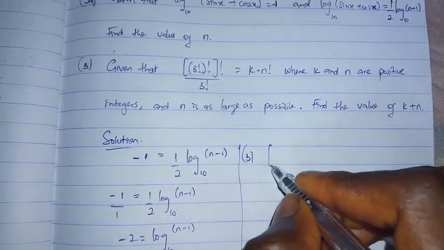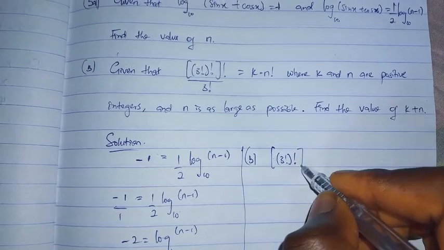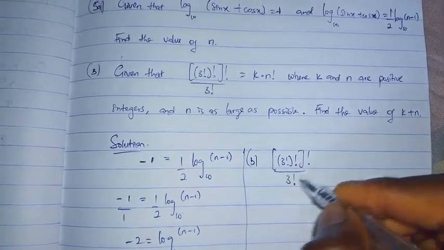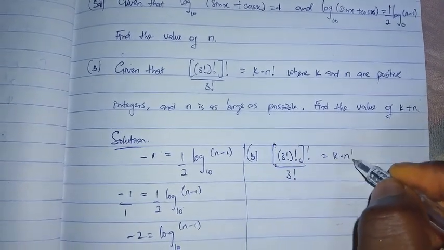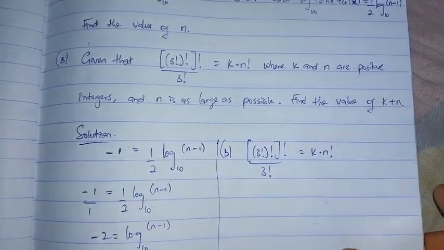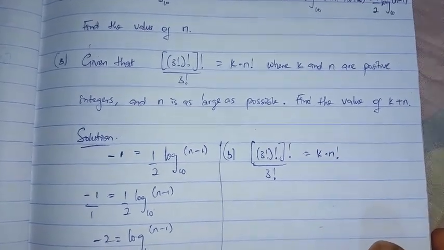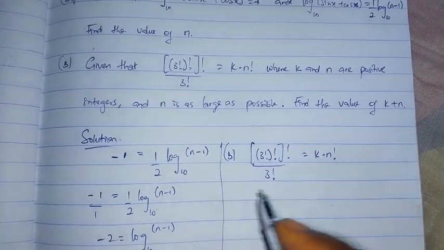I have (3 factorial) factorial over 3 factorial equals k times n factorial. Since n and k are positive, my answer must be positive for both n and k. And n being as large as possible means my k should be less than n. So how do I then solve?